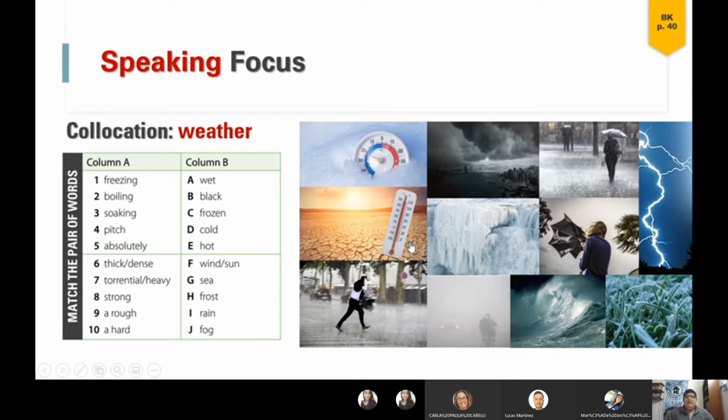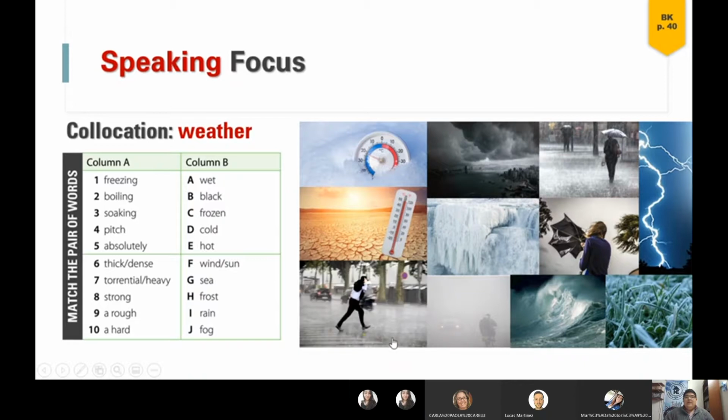What's the weather like in this picture? It's hot. Boiling. Boiling hot. Okay, it's boiling hot. So the weather is boiling hot. Many people only say it's boiling, okay? It's boiling, and the meaning is understood, okay?